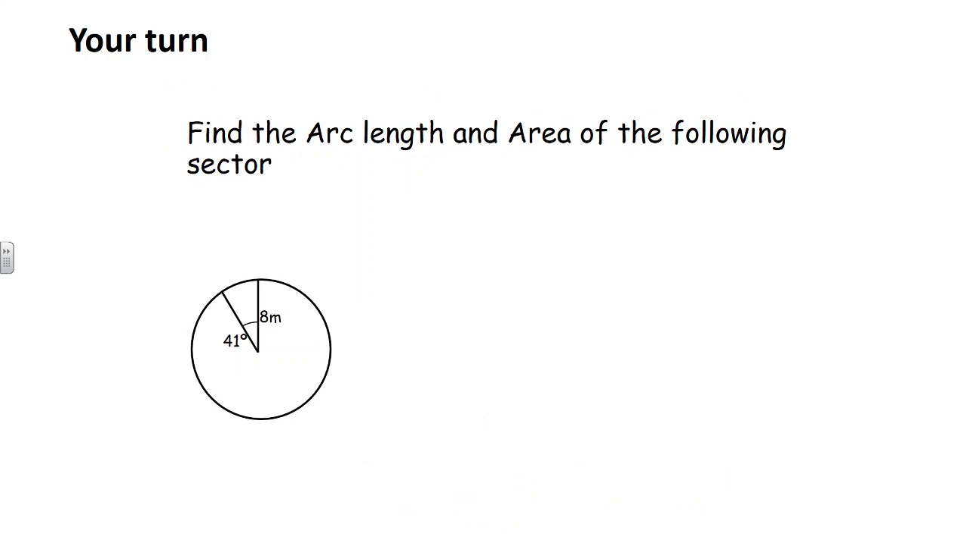Okay, I would like you, please, to find the arc length, the area and perimeter. It doesn't say on there, but I'd like you to find the perimeter, arc length and area, all three things for this sector. So the tiny sector in the middle bit there, we've got an angle of 41 degrees. Can you pause it and have a go and press play when you're ready to work through it?